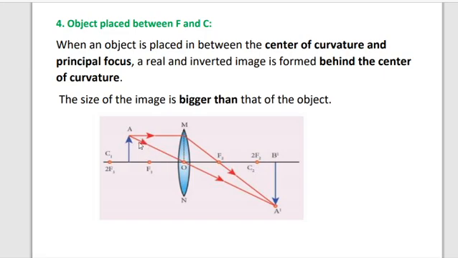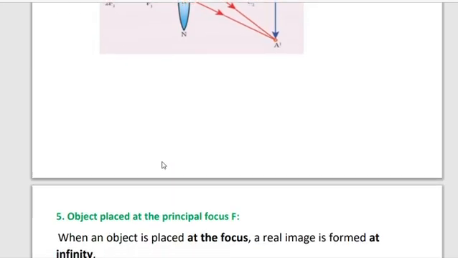Two rays come from the object. One is parallel to the principal axis, which follows the rule: after the refraction, it passes through the focus of the other side. The second ray passes through the optical center, so without deviation, it passes. So both rays meet at a particular point. So here we get the image. The size of the image is bigger than that of the object. The size of the image is much bigger than the size of the object.